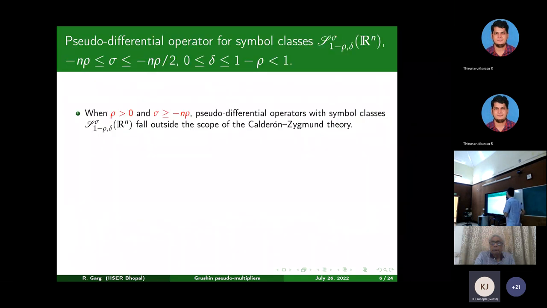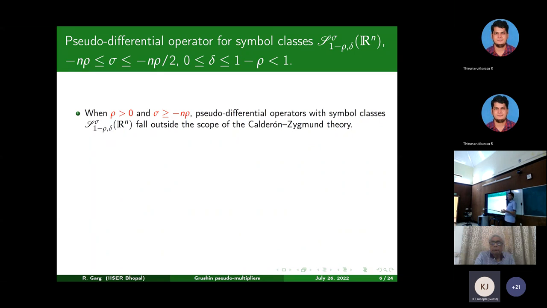So going forward, now when rho is positive, if I'm looking at this class S sigma, 1 minus rho, delta, if rho is positive, that means I'm not taking zero. If rho is zero, then it is S sigma 1 delta. We are in the Calderón-Zygmund setup. If I take rho to be positive, that means I'm taking S sigma, 1 minus rho, delta, which is like a number less than 1, right? So that means I'm outside the realm of Calderón-Zygmund theory, unless you are giving me initial decay to be too much.